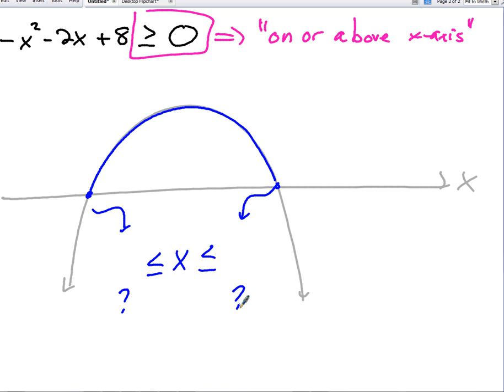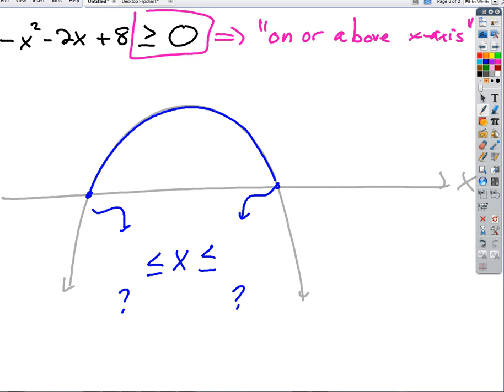I got to know where this downward opening parabola crosses the x-axis. So to do that, I'm just going to take my original inequality and solve the equation. Negative x squared minus 2x plus 8 equals 0, right? In other words, when is this equal to 0? When is it on the x-axis? What are the x-intercepts? Okay, so let's do that.